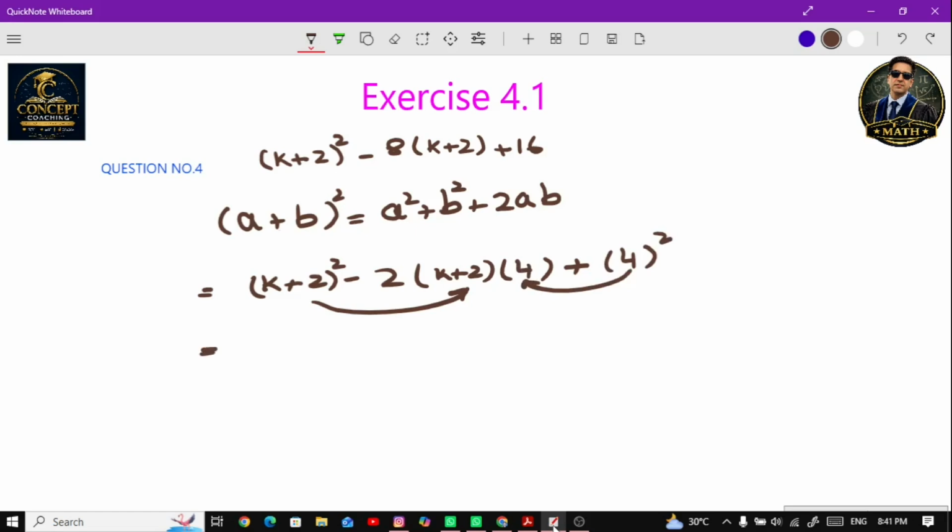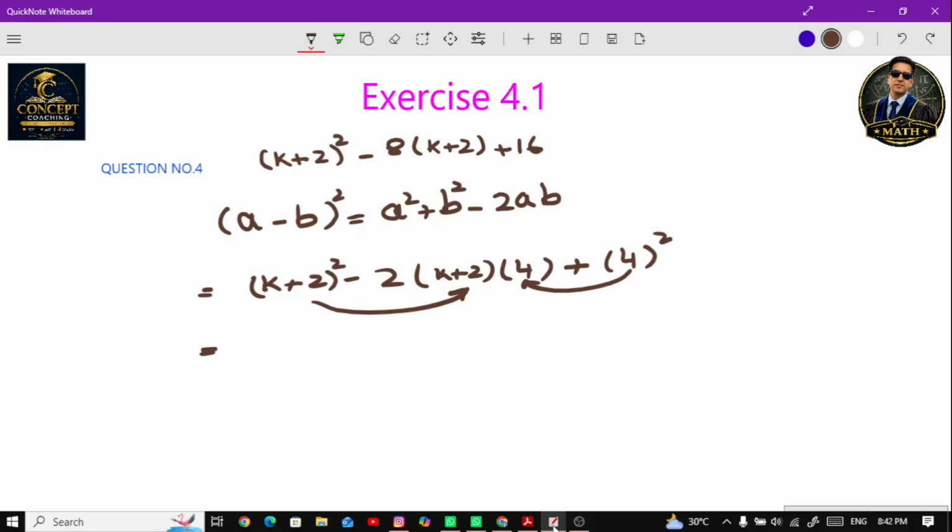Now we see that a square minus 2ab plus b square is the formula of negative. Instead of positive we use the negative formula. This is not the positive sign, this is negative here with the 2. So we use the negative formula: (a minus b) whole square equals a square plus b square minus 2ab. So this is of the form of this formula.